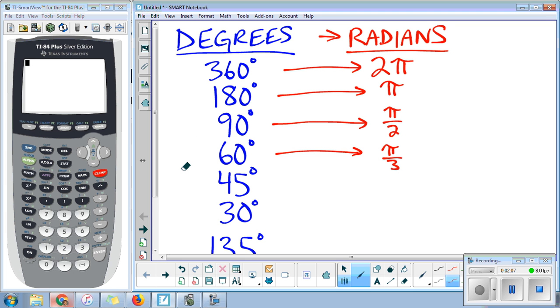In order to get to 45 degrees, that's going to be half of our 90. So if you have pi over 2, taking half of that would become pi over 4. And that would match up to 45 degrees.